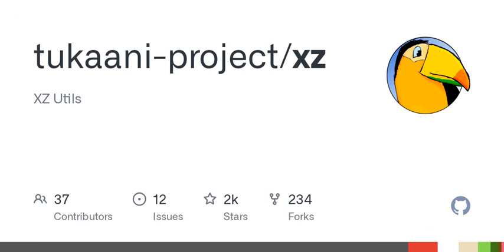LZMA2 is a compression algorithm that's pretty CPU intensive for encoding. It can use a lot of RAM too, especially for high compression. Wait, seriously, hundreds of megabytes of RAM? That seems excessive. What's the trade-off? Well, that's the thing. While it takes time to compress, it decompresses relatively quickly, which is a big plus.